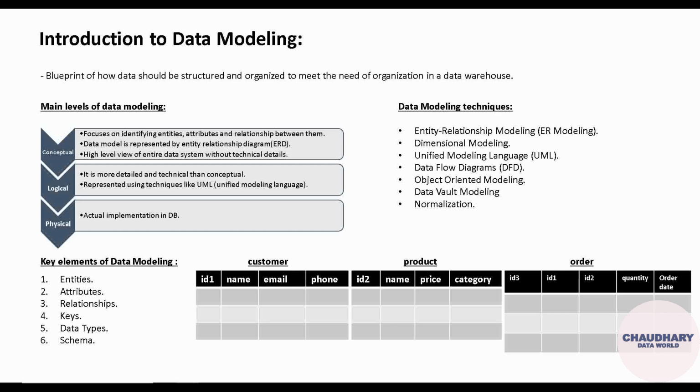Three phases. First one is the conceptual one, which focuses on identifying entities, attributes, and relationships between them. So what are entities and attributes? In this particular example, you can see that we are having customer, this particular table, product, this particular table, order, this particular table. So customer, product, and order are the entities here, and ID, name, email, phone in the customer table are the attributes here. All these things are gathered at this particular level, that is the conceptual level.